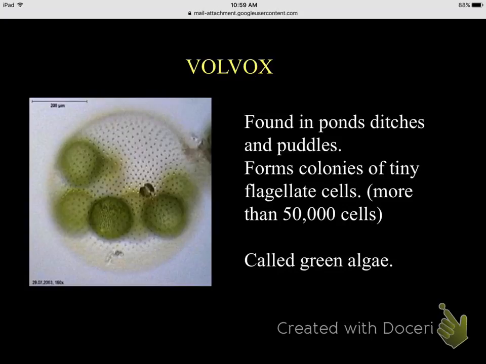So there's all these cells put together in a colony. They move by flagella. They travel together. They are commonly called what you guys would know them as green algae. So whenever you see the green algae clump up in your pool after you haven't cleaned it for a long period of time, that's volvox, okay?